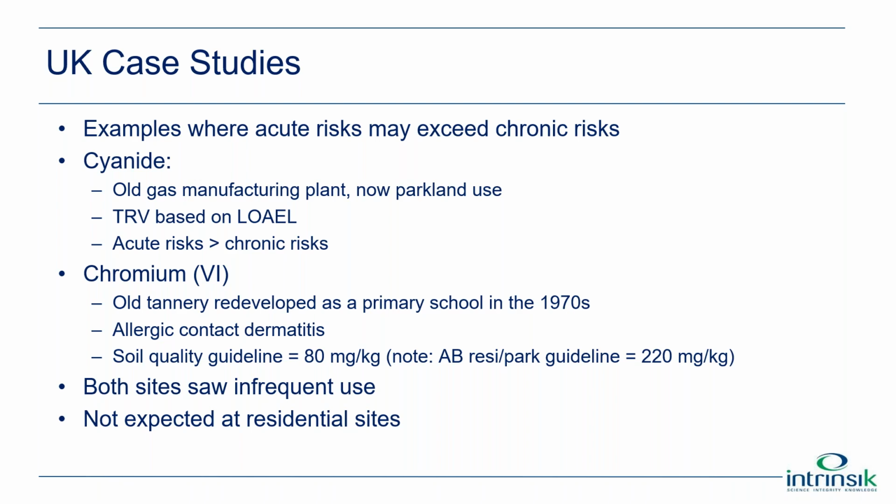So the first example had to do with cyanide. This was an old gas manufacturing plant that was now being used for parkland purposes. So again, kids walking through the area on an irregular basis. And they adopted a toxicological reference value that was based on the lowest observed adverse effect level. And they were able to show that in isolated pockets of surface soil where the cyanide was, the acute risks at times actually exceeded the chronic health risks.